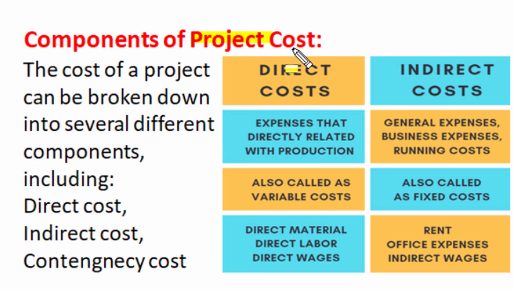One good way to find out project cost is to find out different components of project cost such as direct cost, indirect cost and contingency component of cost, and project cost is divided among these three categories, where direct costs are those expenses that are directly related to production activity of the project, whereas general expenses, business expenses or other costs which are not directly connected to project production are known as indirect cost. We will soon see that direct material of the project, the cost of direct involvement of labor or direct wages are direct cost, whereas rent, office expenses, indirect wages are indirect cost. So let's understand first direct cost, then indirect cost and then what is contingency.